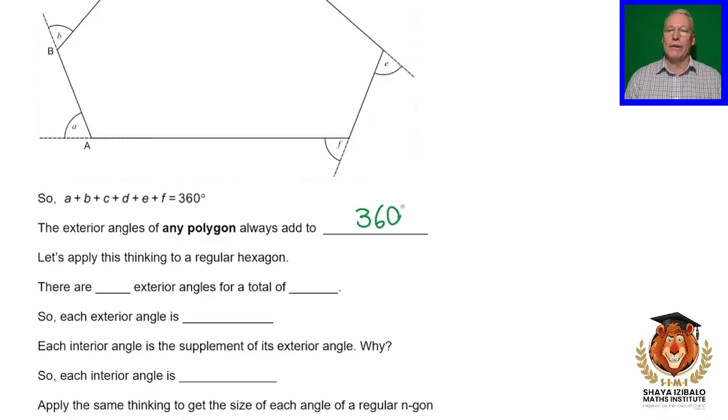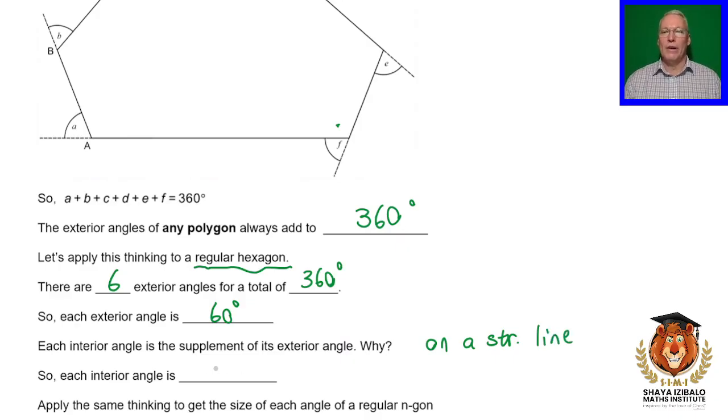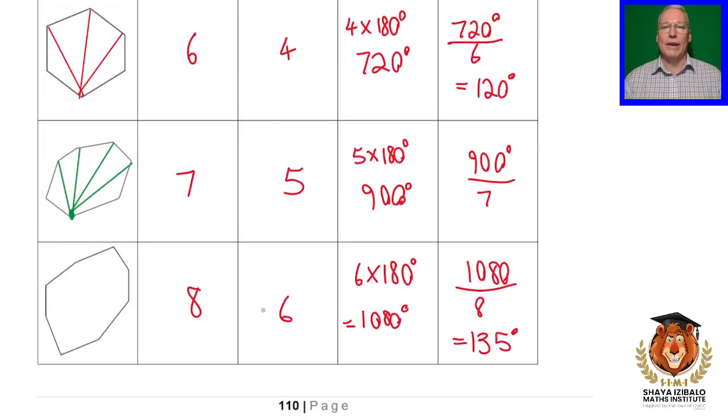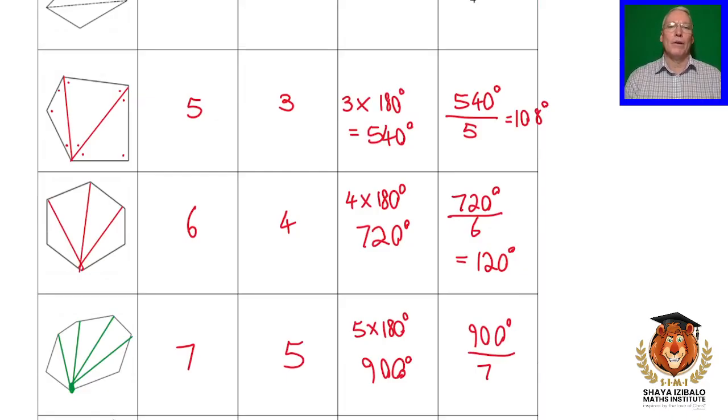all these exterior angles, always add to 360 degrees. Okay, so for example, if we were going around a regular hexagon, there would be 6 exterior angles for 360 degrees, and that would mean each exterior angle would be 60 degrees. And if we look at the exterior angle and the interior angle next door, they're supplementary because they're on a straight line. So each interior angle of a hexagon would be 120 degrees. And if we go back to here, you'll see that's exactly what we got.